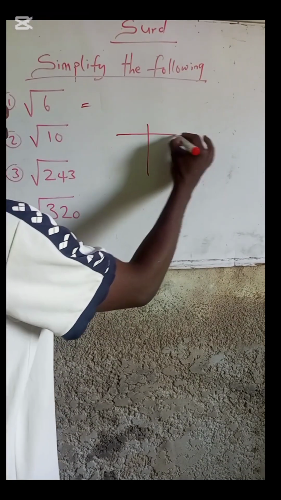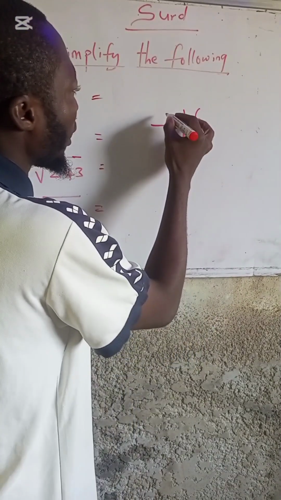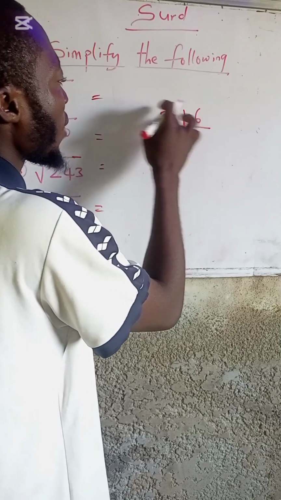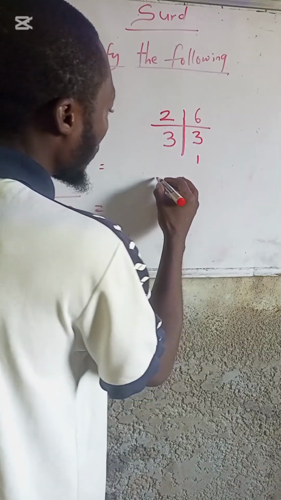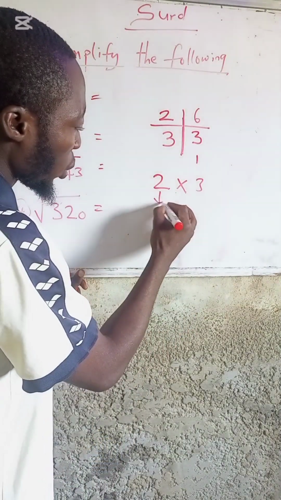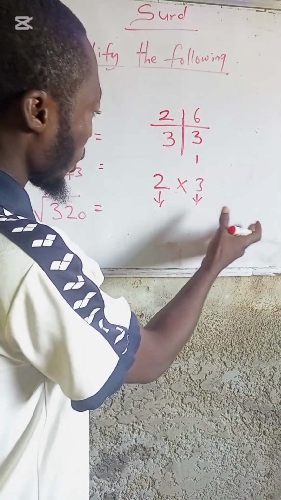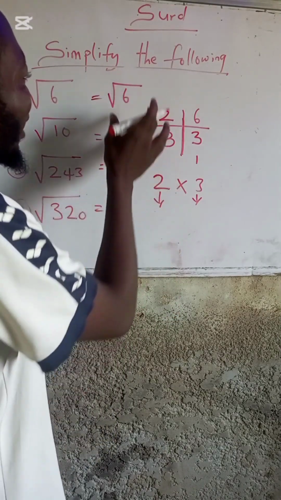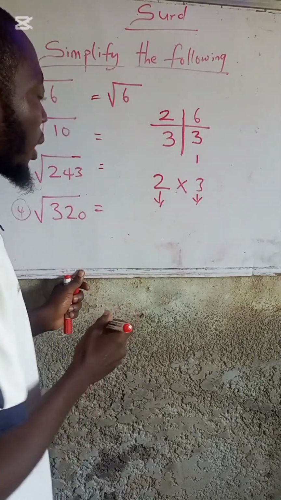You go this way. Put root 6 like this, then I will write 2 here since 2 can divide 6. 6 divided by 2 is 3. Then I will write 3 here, then 1. Now if you check, this is 2 times 3. 2 is not a perfect square number, and 3 is also not a perfect square number. So therefore, root 6 is already in its simplified form as far as surds are concerned.